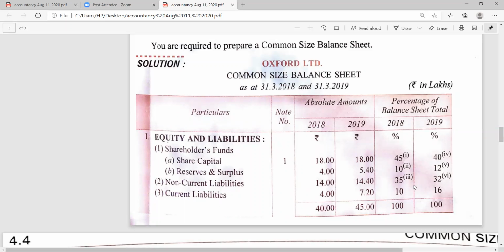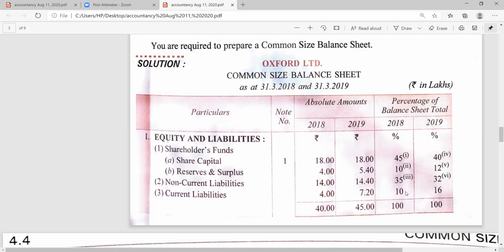In the next year, in 2019, 18 divided by 45 multiplied by 100. 5.40 divided by 45 multiplied by 100. 14.40, the non-current liabilities given over here, divided by 45 multiplied by 100. 7.20 divided by 45 multiplied by 100, and it will be 16%. In this way, we can calculate.